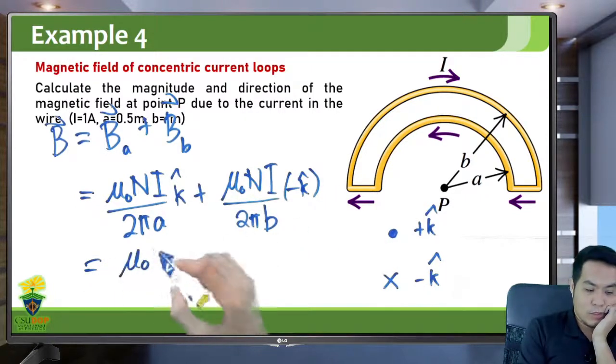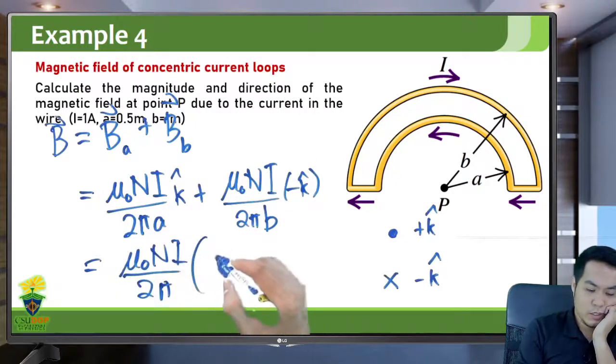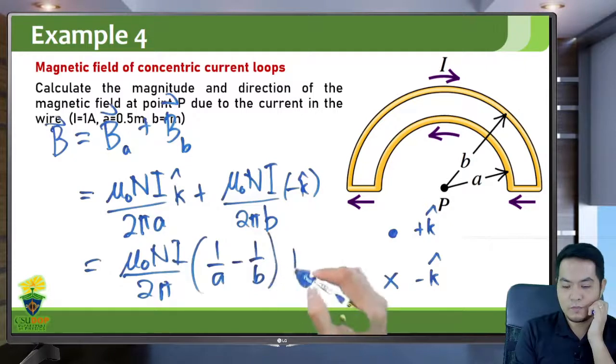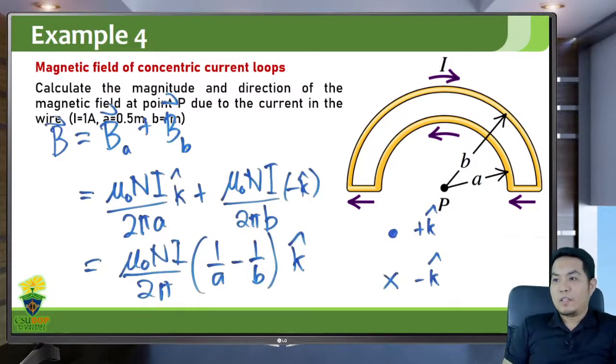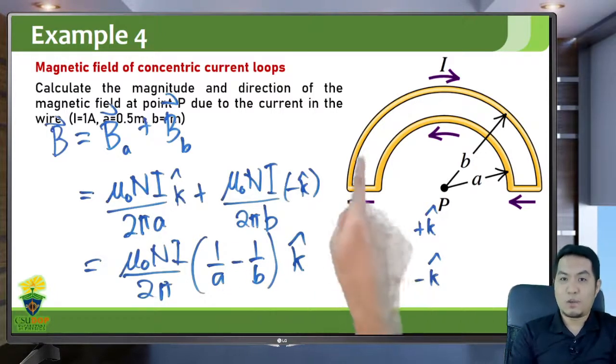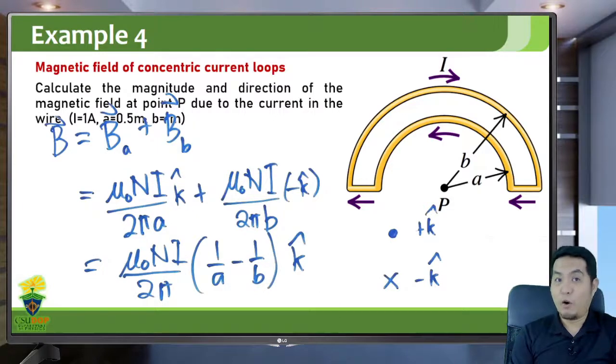So factor the common terms, mu naught N I over 2 pi, and then you will get 1 over A. Then the negative sign, I will incorporate that here, minus 1 over B, k hat. So given your A's and B's, the final magnetic field will be out of the page, because the radius A is always smaller, meaning 1 over A will always be bigger than 1 over B. So this will be a positive value, positive k hat.